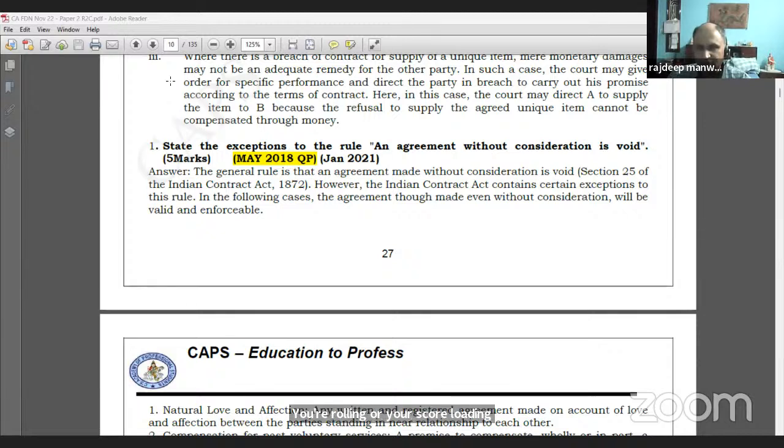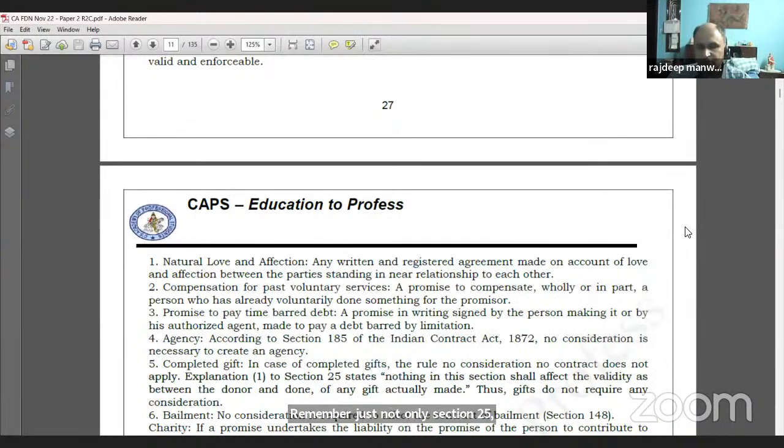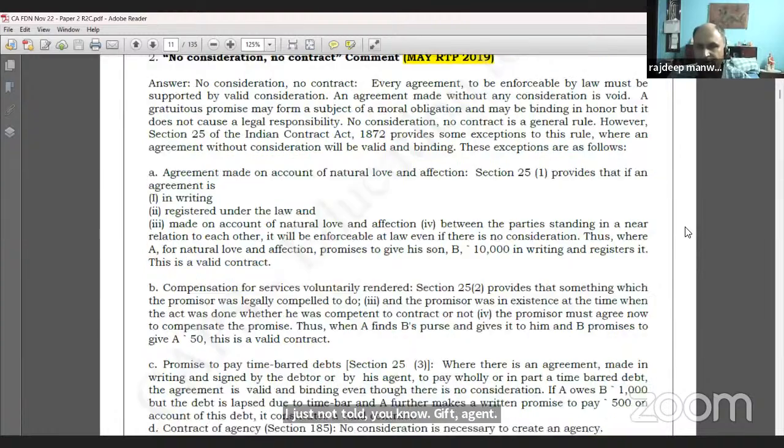Okay, next. State the exceptions to the rule. An agreement without consideration is void. Okay, so except this is the exception. Remember, I just now told you section 25: natural love and affection, voluntary gratuitous act, gift, agency, charity. Remember, we had done consideration, no consideration, no contract. So the same thing they've asked another way. Go to the next question. This is a theoretical question. You all will be able to answer. No consideration, no contract, comment.